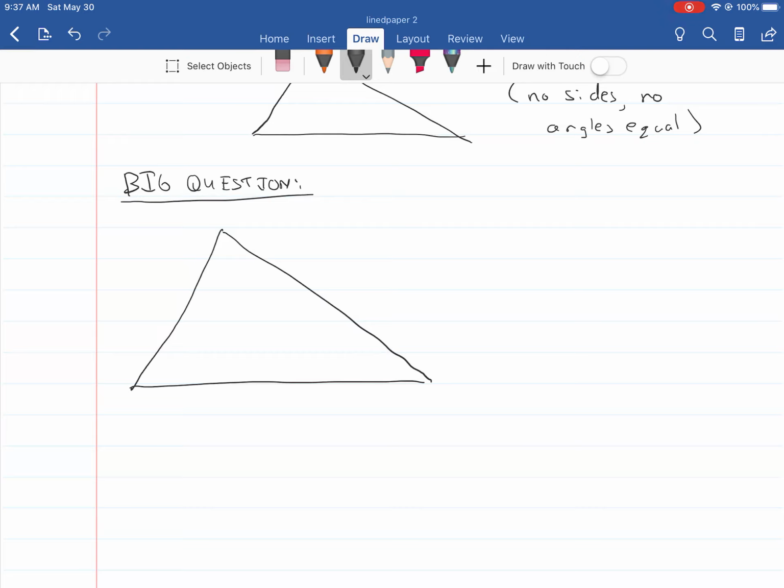Here's a slightly tougher question. Say I've got a triangle and they tell me this angle is x plus 10 degrees, this is 2x minus 30 degrees, and this one is just x degrees. Now I've got a more challenging question where it's not easy just to think this through.